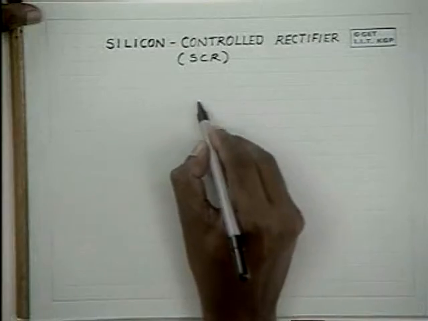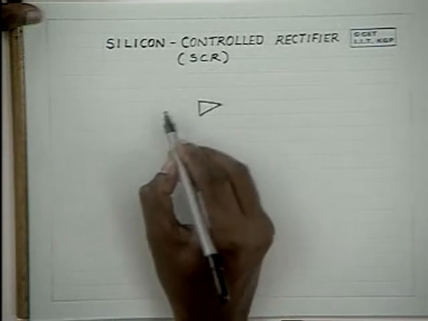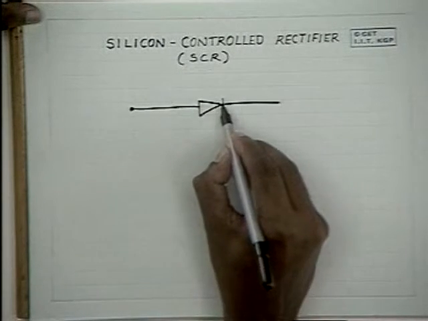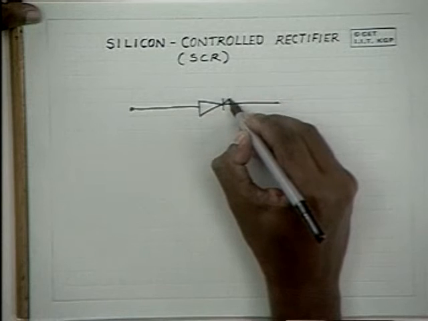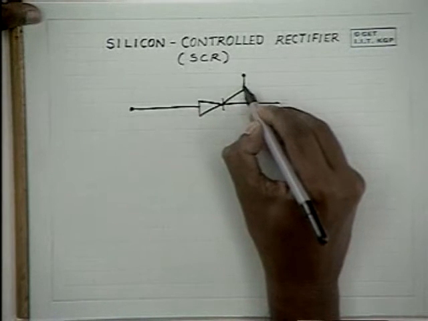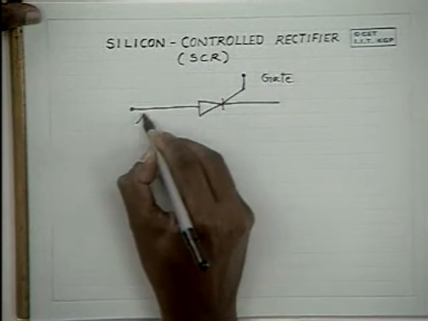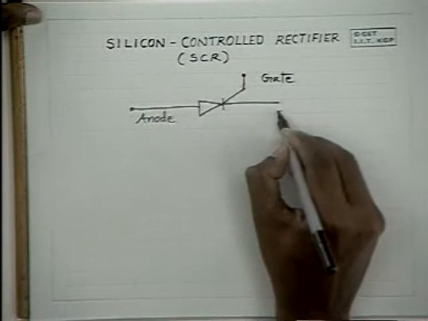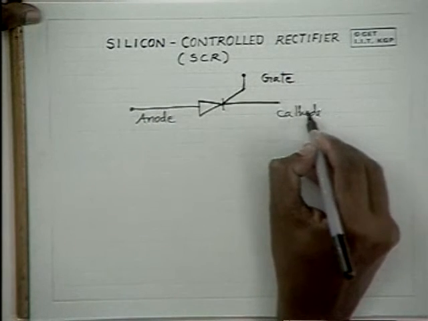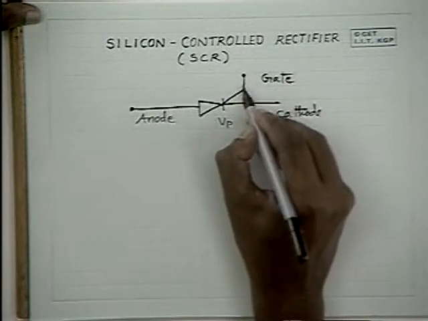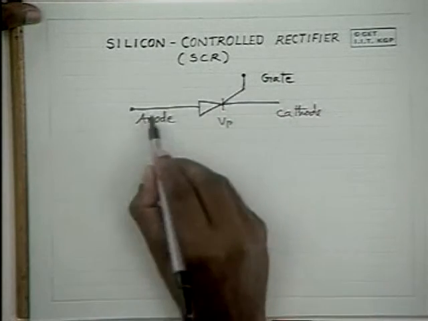So let us look at the diagram here. First, it is a 3-terminal device. The symbol is like that of a diode, but it has a third input known as the gate input. These two are the anode and cathode. As the symbol indicates, it acts like a diode.